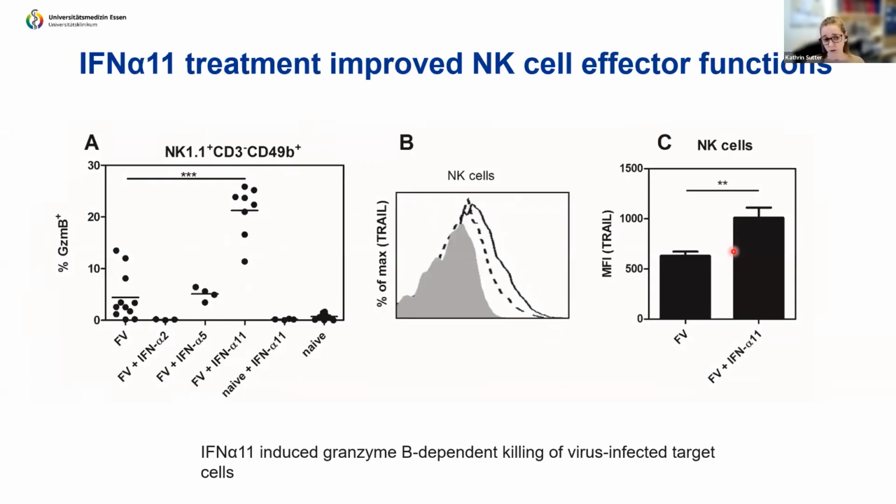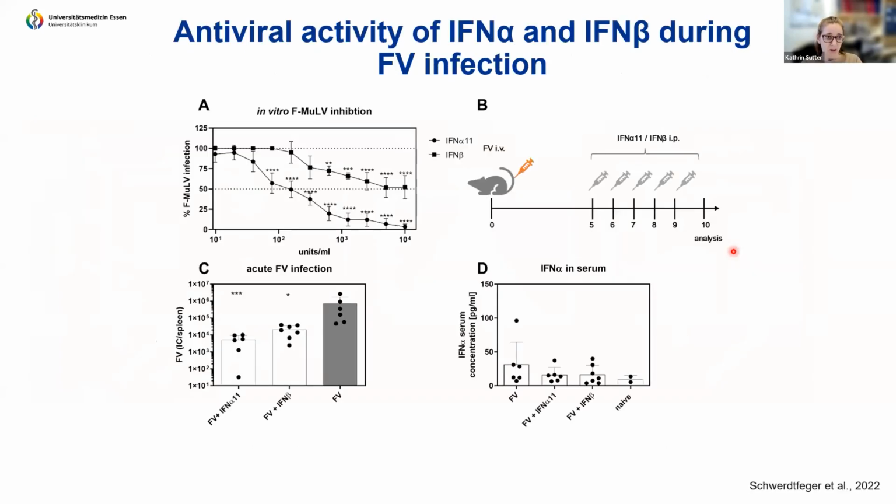So this was the acute infection. We had this strong effect of interferon alpha 11, whereas 2 and 5 had no effect. And people were asking, this is really strange. Interferons are all doing the same. Also alpha 2 and alpha 5 should activate NK cells, but this was not the case here.